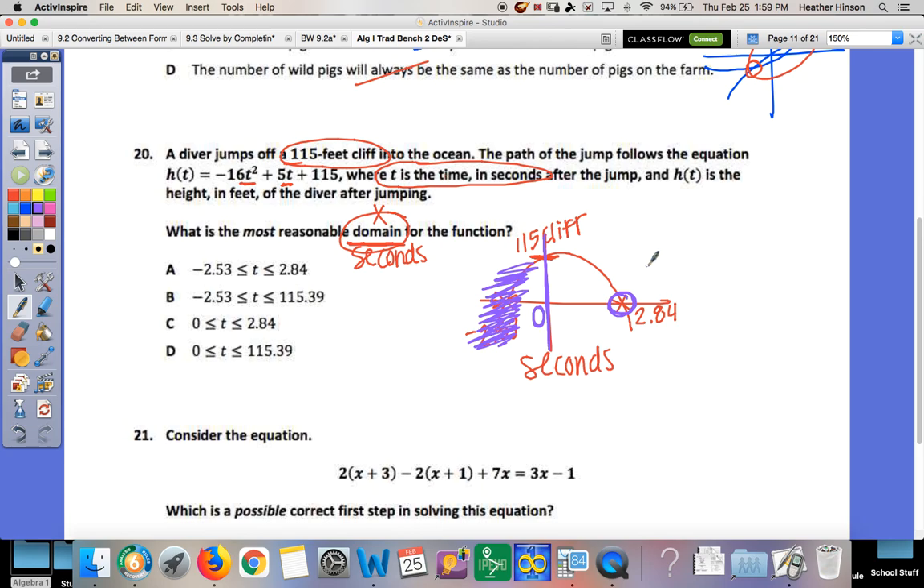So which domain would this match over here? It would match C. Time has to be positive, or 0. And then she hits the water at 2.84. So that one would be C.